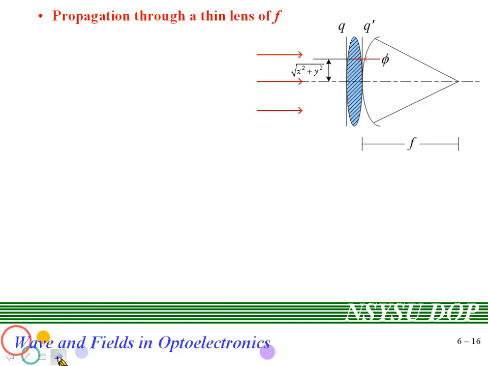The second situation is a Gaussian beam passing through a thin lens. Consider a thin lens with the focal distance f. Before the Gaussian beam passes through the thin lens, the initial Gaussian beam can be described in the following way.